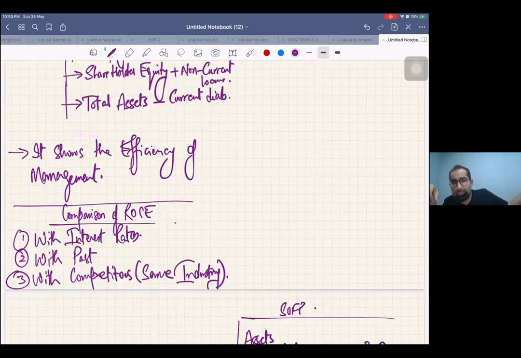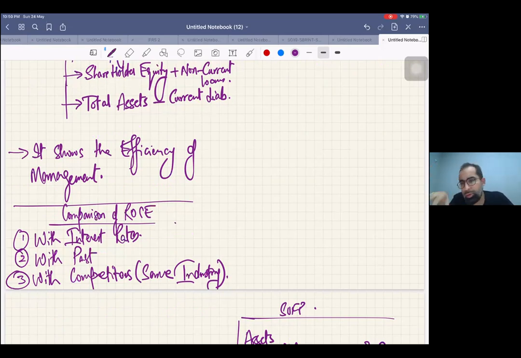We compare ROS with our last financial year, or 2 years. So we check the trend, what was the ROS last year and this year. And the third thing is, look at me. Third thing is with competitors in the same industry, right?